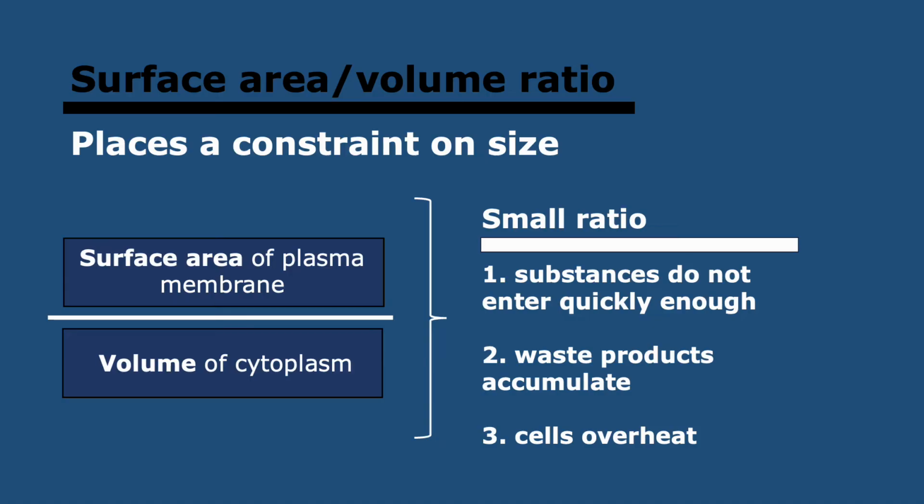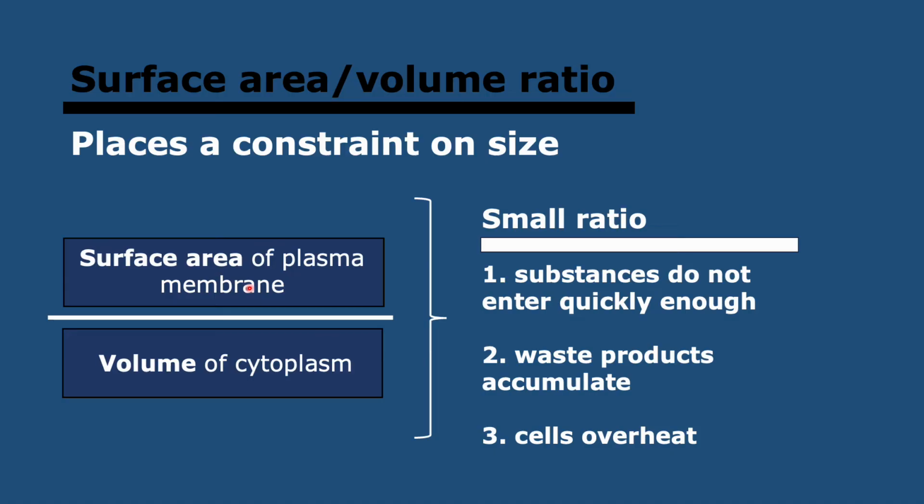The size of a cell determines its surface area to volume ratio. Basically, the surface area to volume ratio is the surface area of the cell over the volume of the cytoplasm. As a cell grows, the ratio becomes smaller because the volume increases more quickly than the surface area. So this can be a problem. Why? Because the surface area determines how substances move in and out of the cell, whereas the volume determines the rate of reactions that happen in the cell.